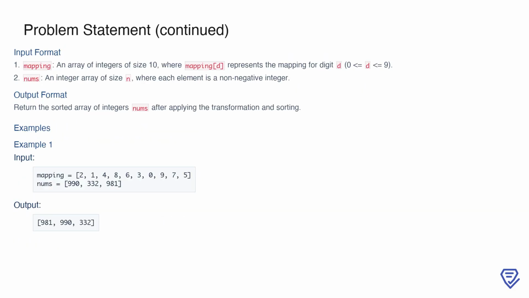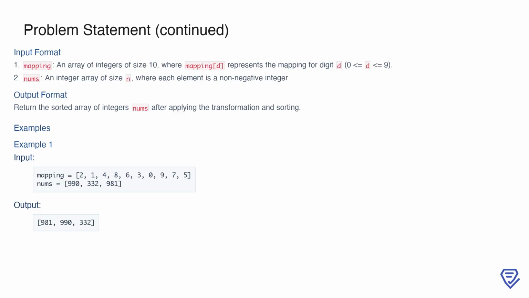To clarify the input and output formats, the mapping array has exactly 10 integers, where each integer represents the new digit for 0 through 9. The second input, nums, is a list of non-negative integers. The output is the nums array, but sorted according to their transformed values.